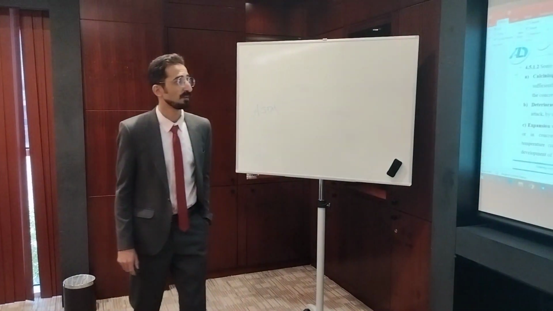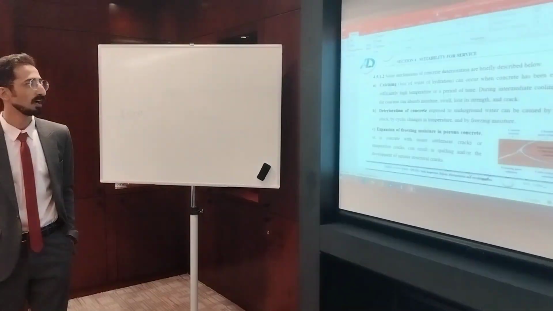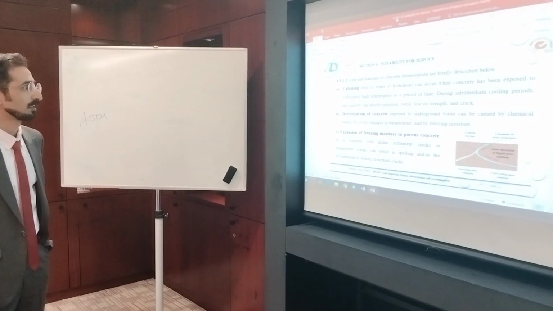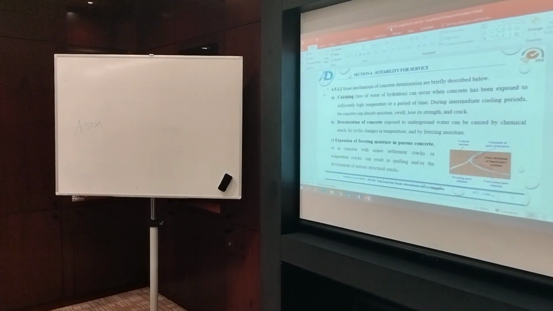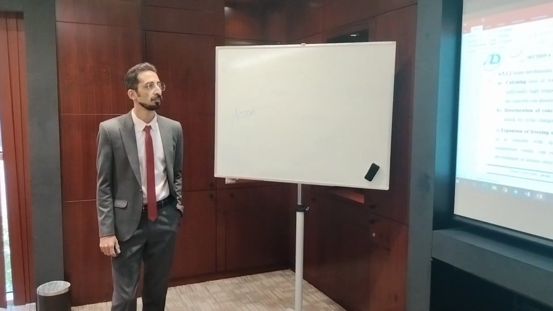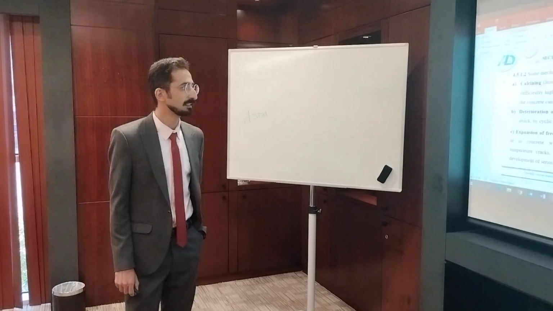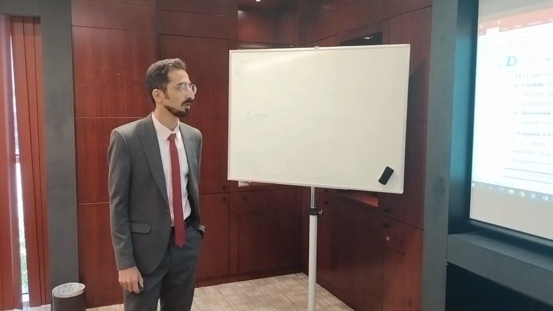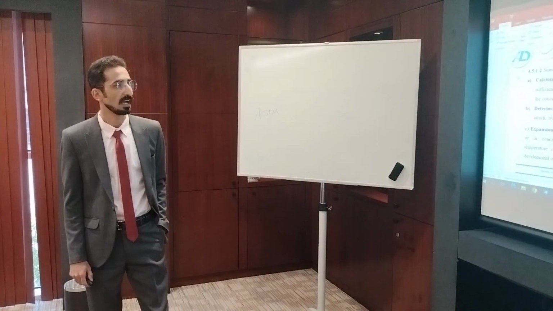Some mechanisms of concrete deterioration can be briefly described as caulking. It can occur when the concrete has been exposed to sufficiently high temperature for a period of time during intermediate cooling periods, so the concrete can absorb moisture, swell, lose strength and crack.